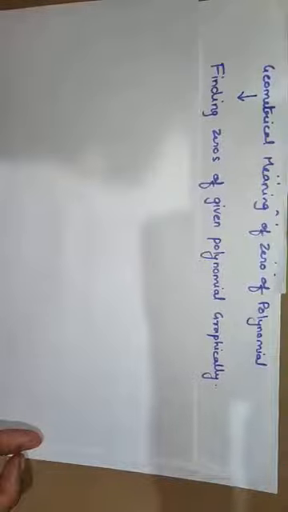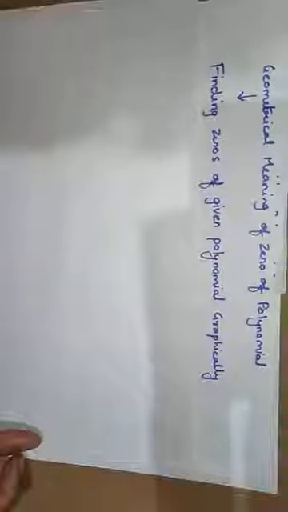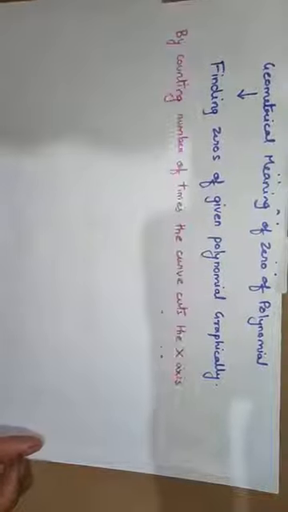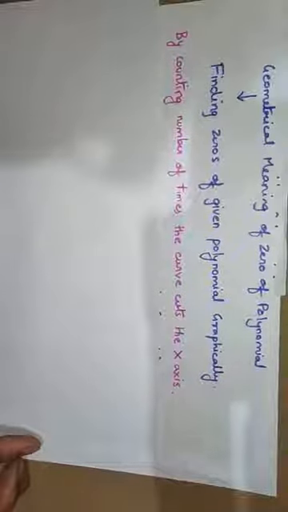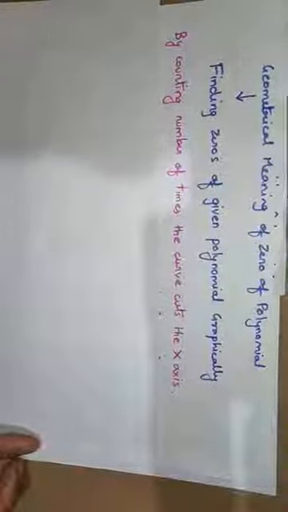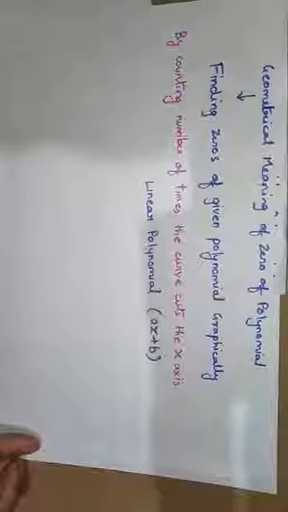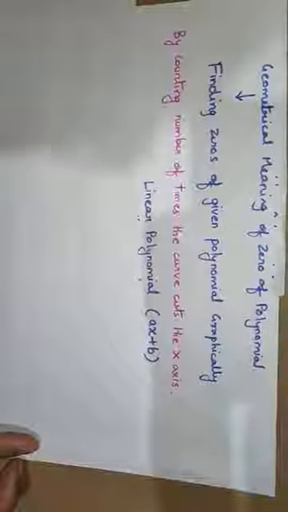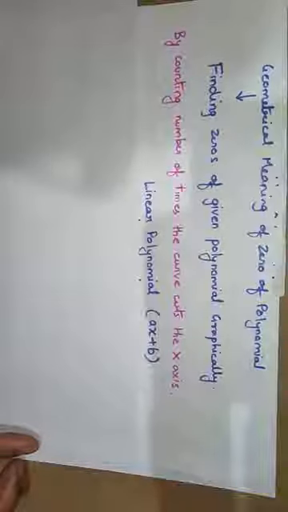We have to look into the graph, we have to look at the curves, and find the zeros. How will you find the zeros? By counting the number of times the curve cuts the x-axis. Let us start with one example. First, take the example of linear polynomial.